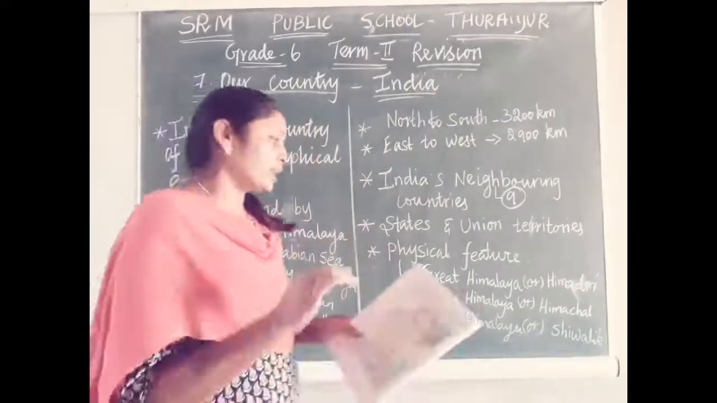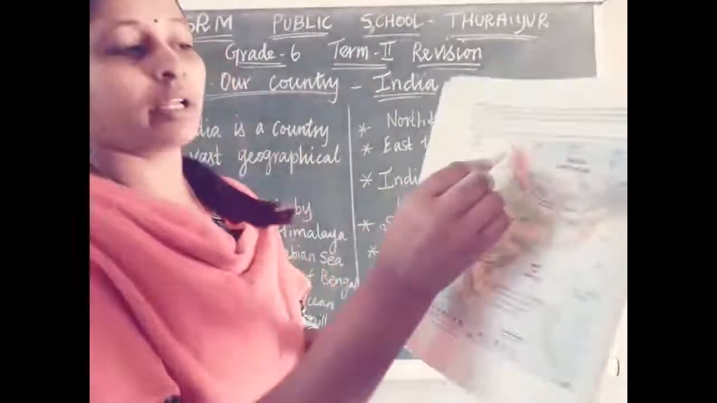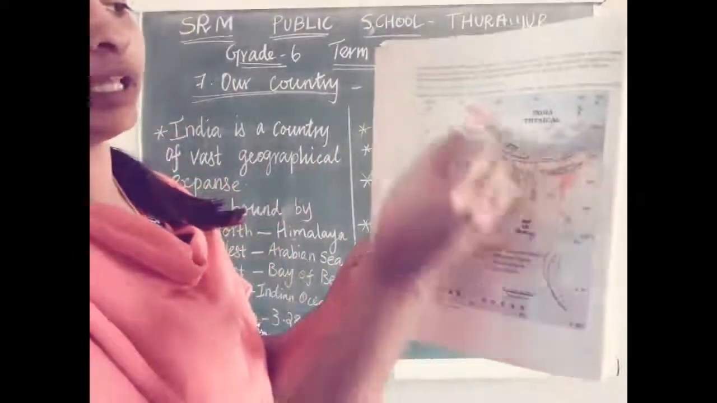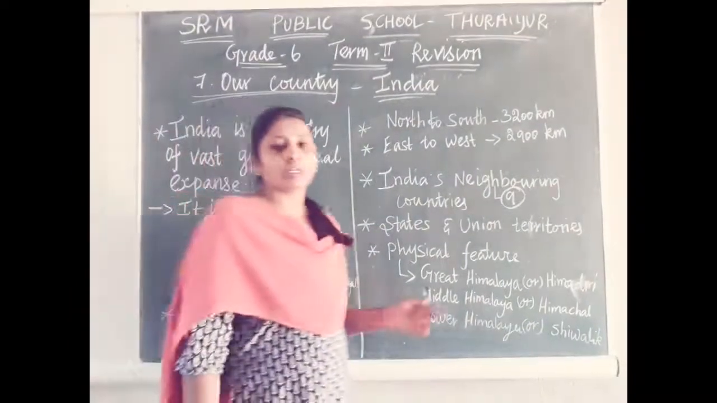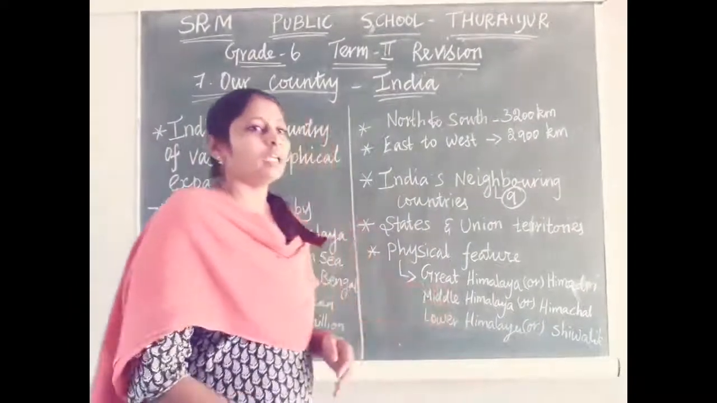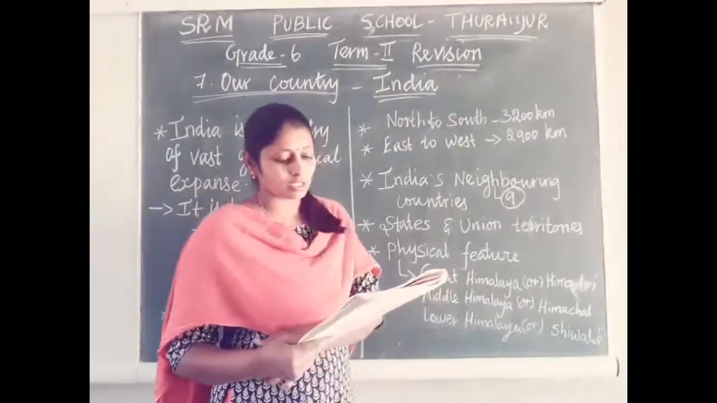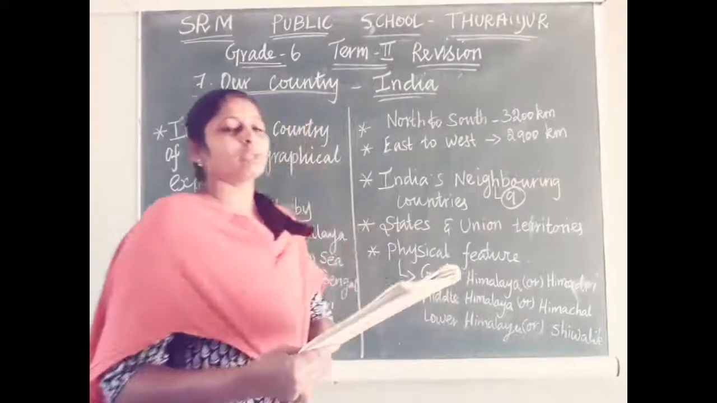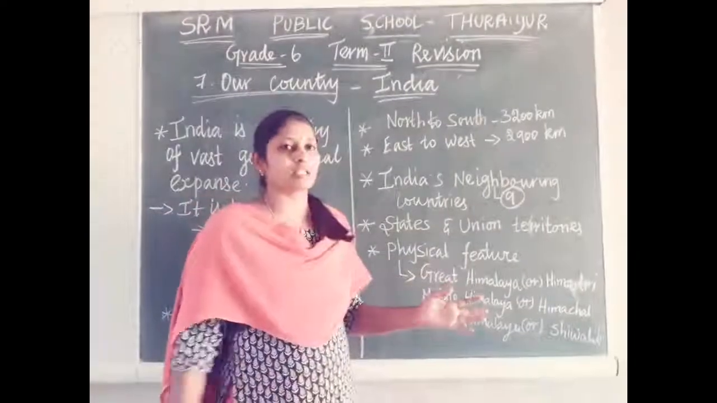Next is Middle Himalaya or Himachal. This is the second layer of the Himalayan mountains. In this place, there are many tourist spots and many popular hill stations, like Shimla, Darjeeling, and Mussoorie. Popular hill stations like that are present in this region only.